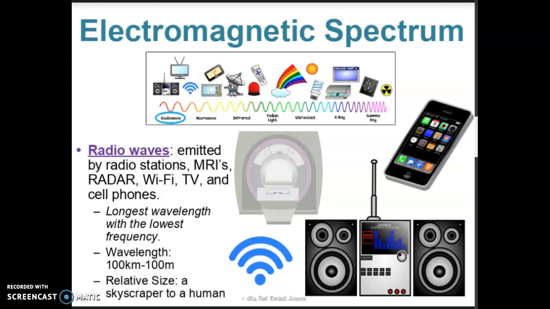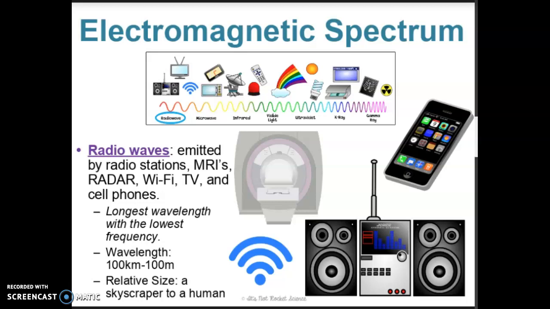So we have radio waves. Radio waves emit radio stations, so we can get the FM or the AM radio stations. We also use this for Wi-Fi and TV, radar, MRI, cell phones. It's the longest wavelength and has the lowest frequency. These are normally considered very unharmful.